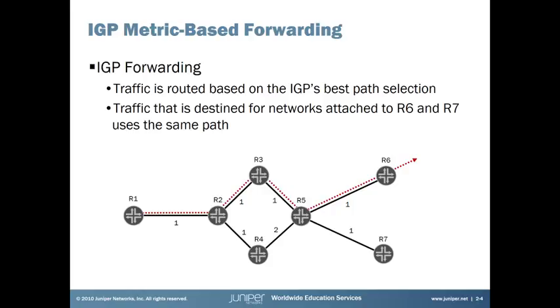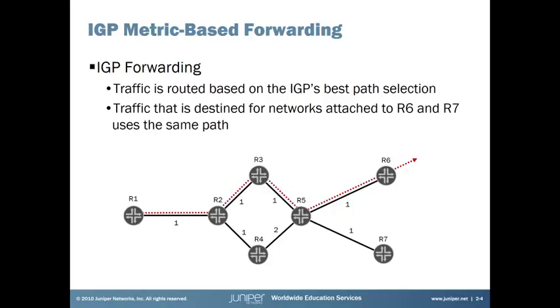But the main point we're making here is that it would always go through R3, regardless of whether the egress router was R6 or R7. Why is that? Because the best path selection between R2 and R5 is always going to be via R3. Why? Because that's what the IGP has decided. The metrics built into the IGP have made a path selection that the best path is via R3.